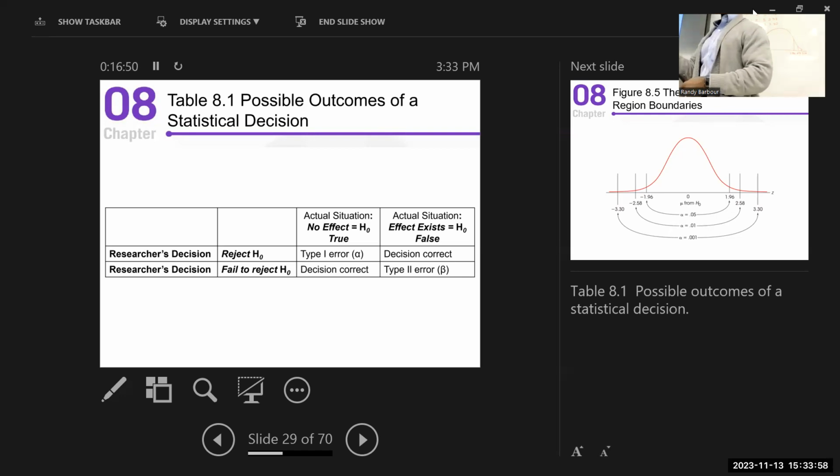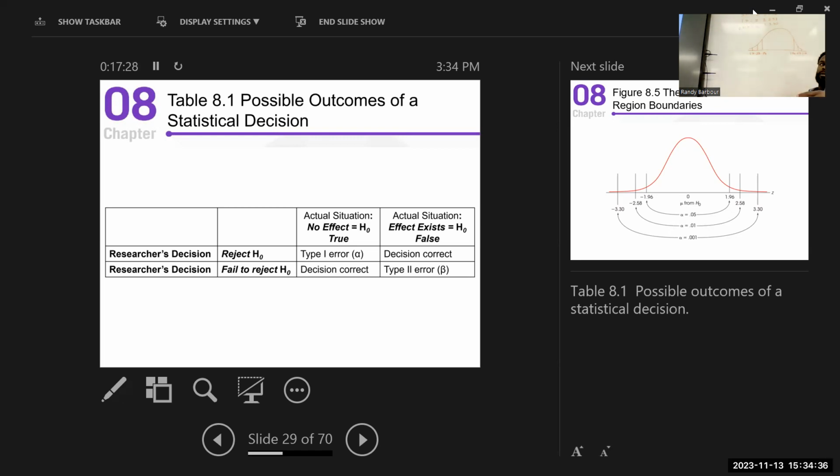We talk about sample size and the effect size. Those are two of the characteristics of type 2 error that are associated with the reason why you might make a type 2 error. When you reject when there isn't an effect, there's no difference.